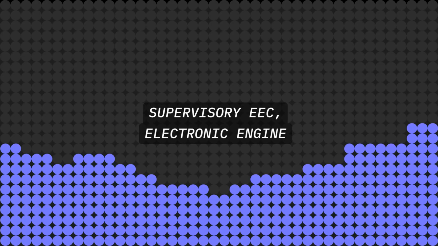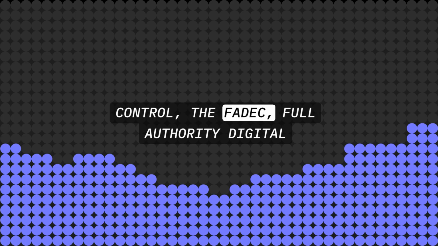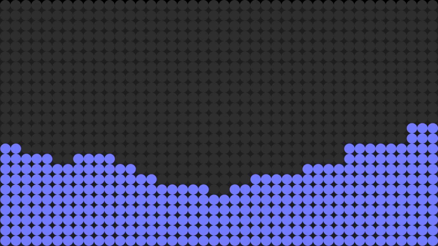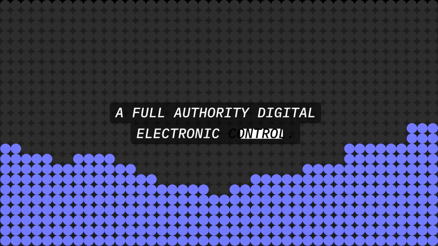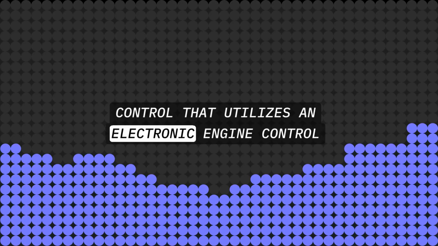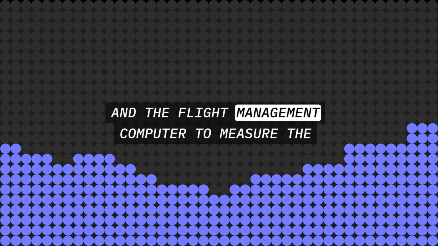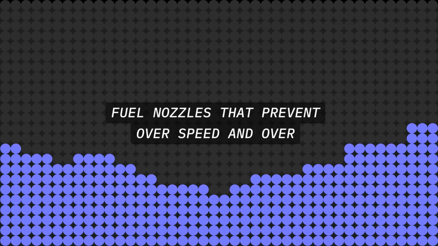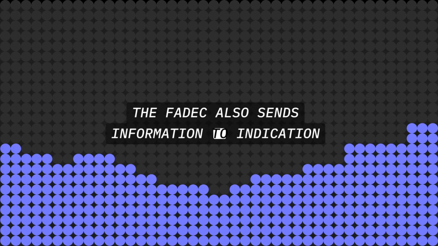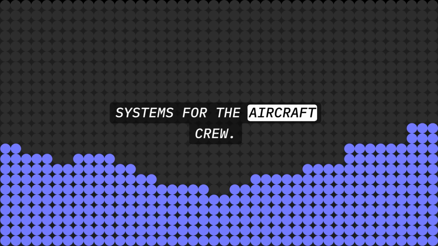Supervisory EEC, electronic engine control, the FADEC, full authority digital electronic control, and mechanical. What is a FADEC? A full authority digital electronic control. It is a high precision digital electronic fuel control that utilizes an electronic engine control and the flight management computer to meter the fuel nozzles and prevent overspeed and over temperature conditions. The FADEC also sends information to indication systems for the aircraft crew.